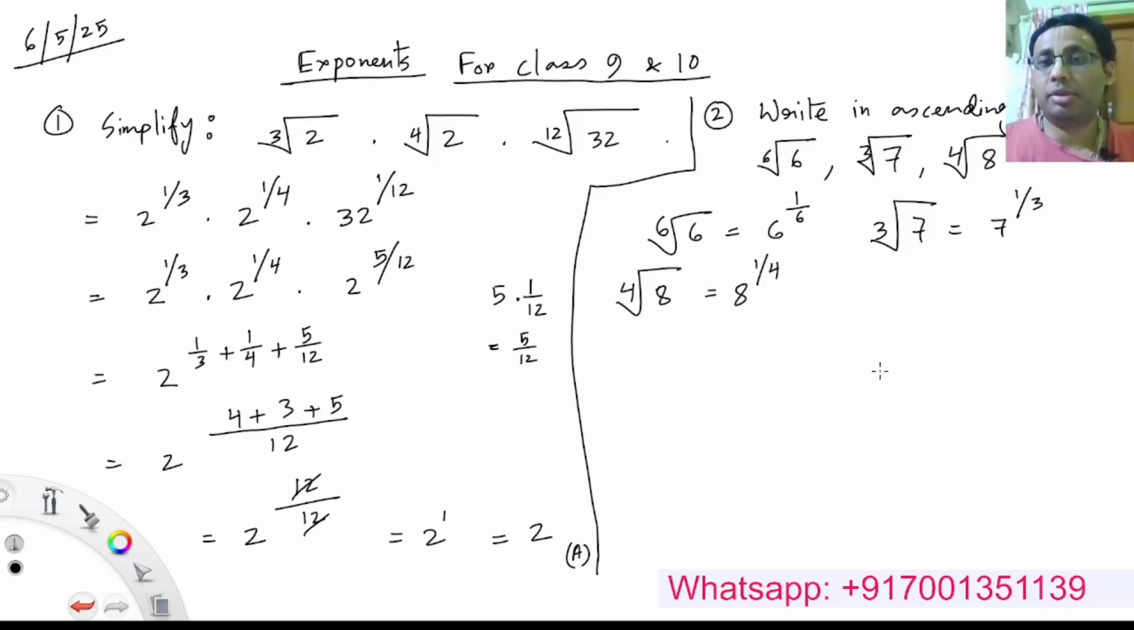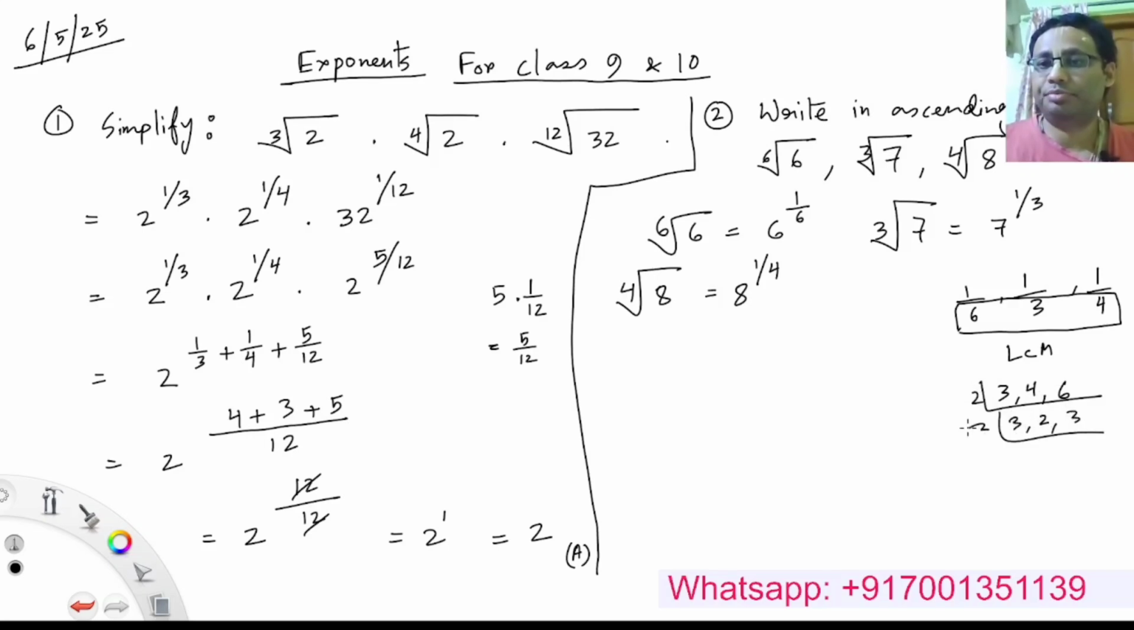Now you have to just follow the trick. 1 by 6, 1 by 3, 1 by 4. Now you have to take only these three, 6, 3, 4, and then collect the LCM of that. 3, 4, 6, just do the LCM now. 2 into 3 into 2 is 12, so LCM is 12. Now see, 2 into 2 is 4, 4 into 3 is 12.